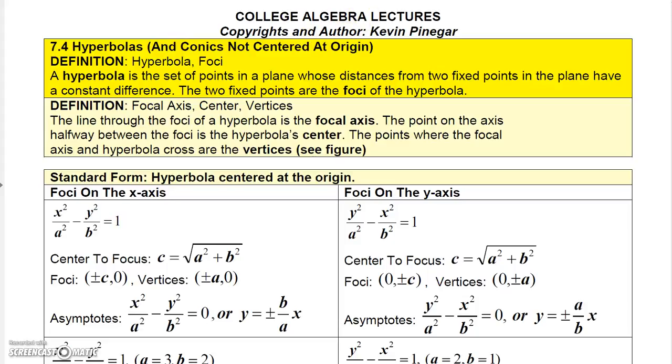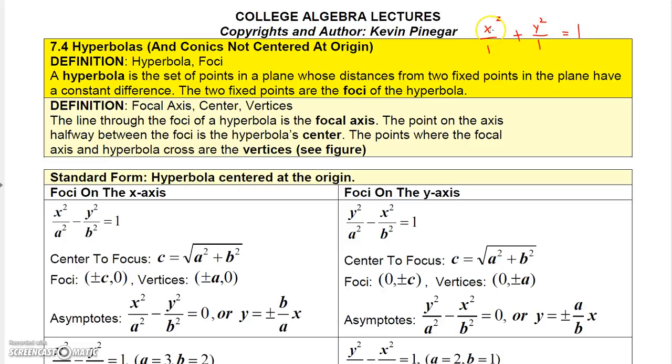Before I get too far into this section, let me just mention something I didn't mention with ellipses. A circle is actually a special ellipse where the denominator of both terms is just 1. So like x squared plus y squared equals 1 would be an ellipse.